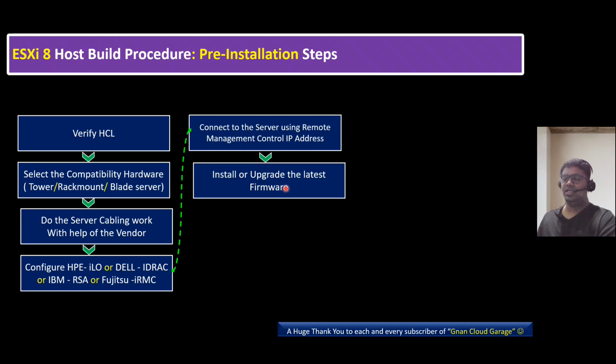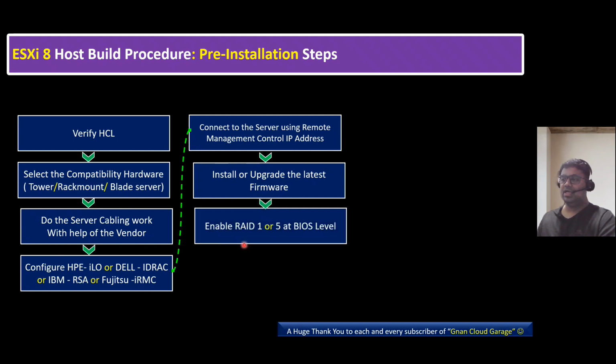Sometimes the server may come with the latest firmware. If it is not the latest firmware, we have to upgrade. And if there is no firmware at all, we have to install the firmware. That is the recommendation. Normally firmware consists of all the hardware device drivers. And enable RAID 1 or RAID 5 at the BIOS level.